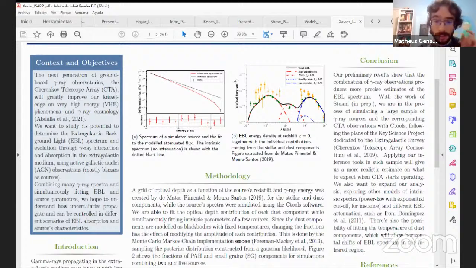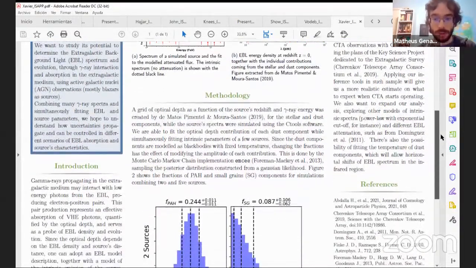We are currently using Finke's 2010 EBL model. It's the model in figure 1b, just as an example. It's a model that considers the EBL as a sum of a stellar component and 3 types of dust. Each type of dust has a proportion factor, a fraction, and we can fit this fraction, changing the contribution of each type of dust grain. This has the effect of changing the attenuation of very high energy photons.